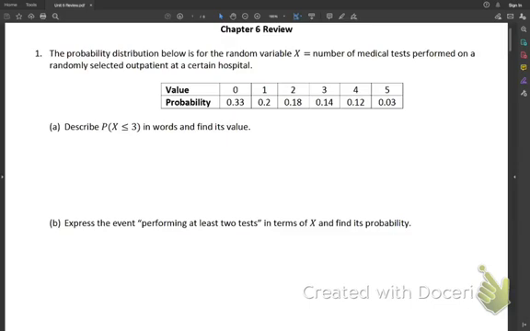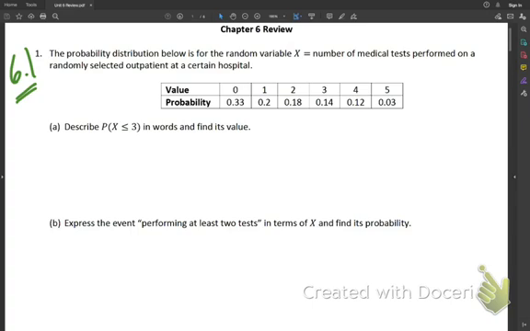What's up? Here we are at the end of chapter 6, so it's time for a review. Let's get started. Number 1 is going to come out of section 6.1. So if you need any additional examples, check out that section.